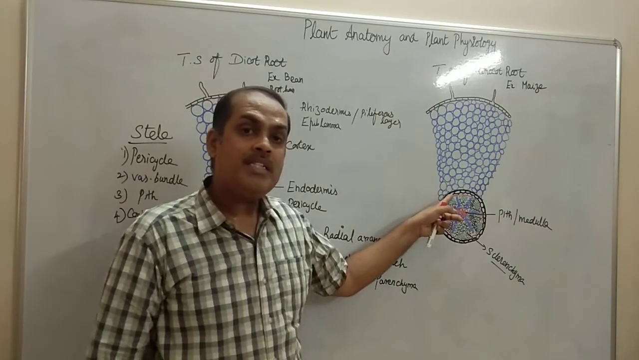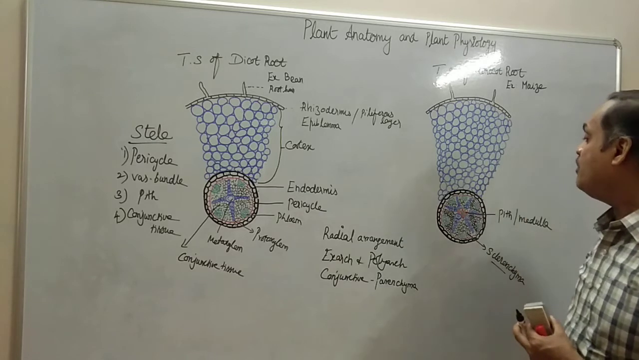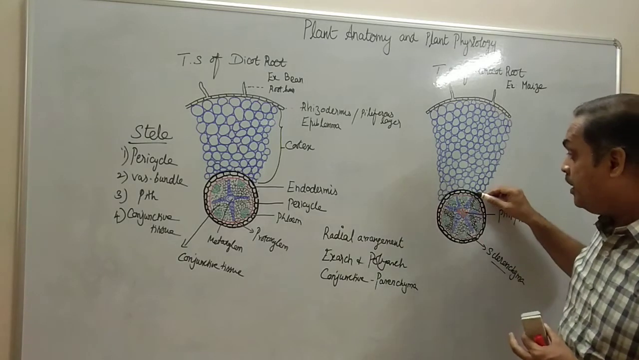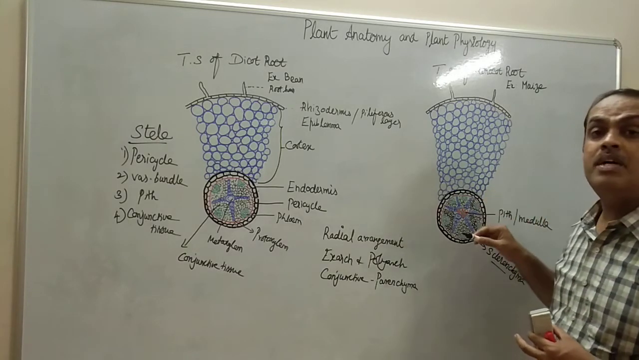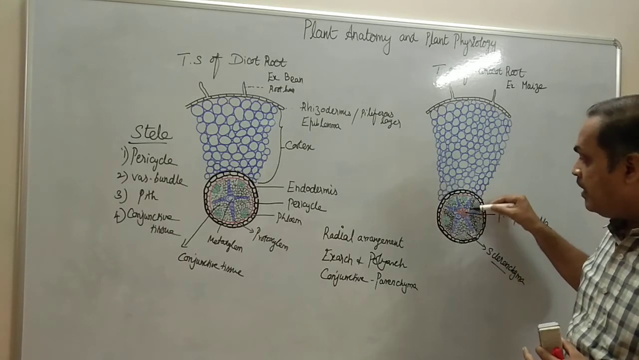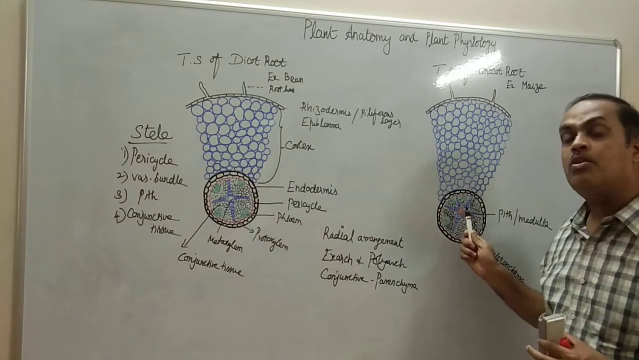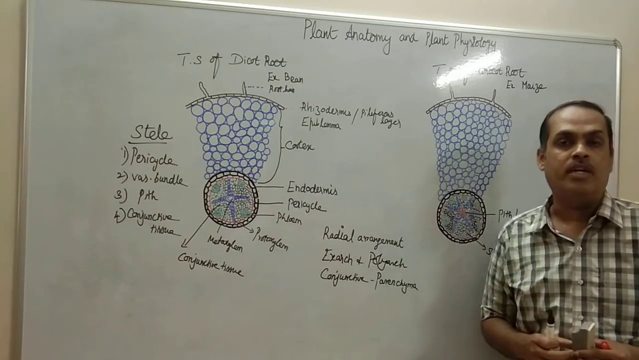Now, what is called the stele here? All the tissue that is found inner to the endodermis is called the stele. It consists of pericycle, vascular bundle and pith. In the dicot root we have not included pith, but here in monocot root, pith also should be included.